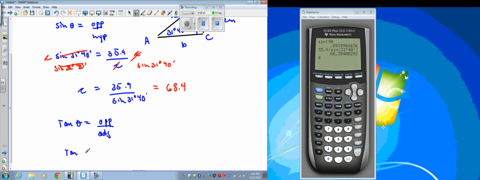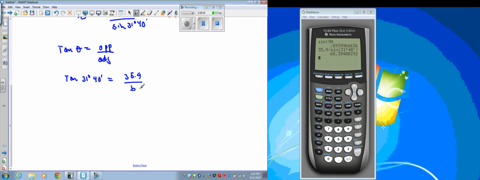So it's 31 degrees, 40 minutes. And opposite was the 35.9. And the adjacent is B. So we're going to do the same thing. B is equal to 35.9 over tangent 31 degrees, 40 minutes. Is everyone good with that? You see that one, James? Yeah. Just like before.